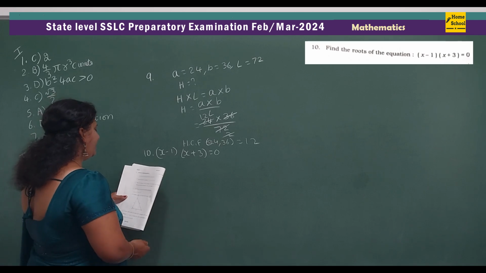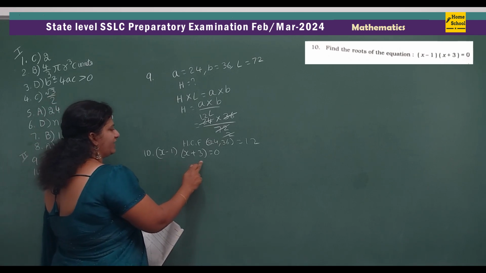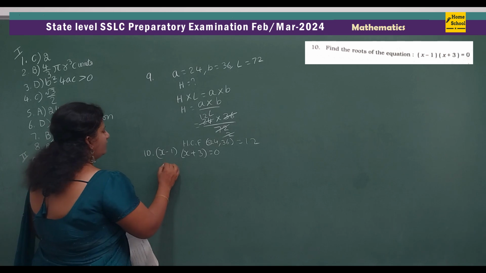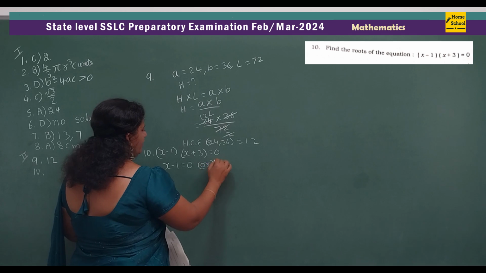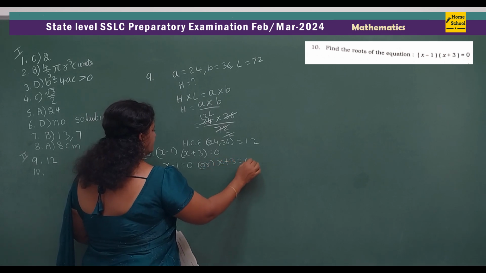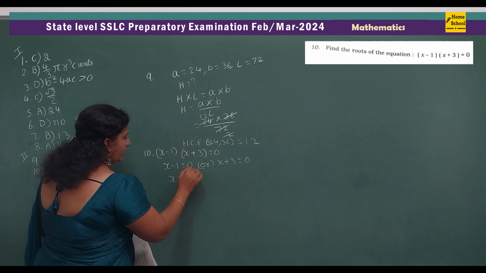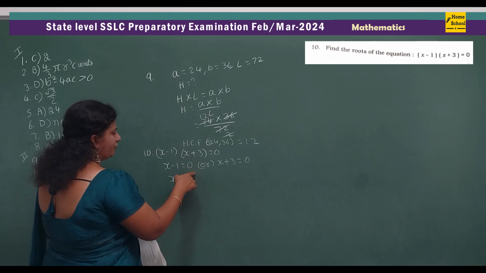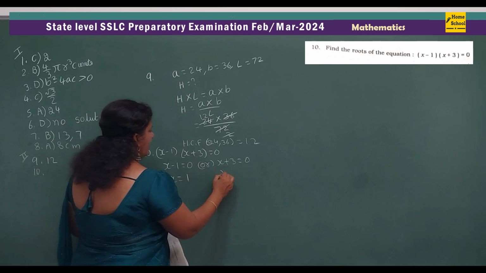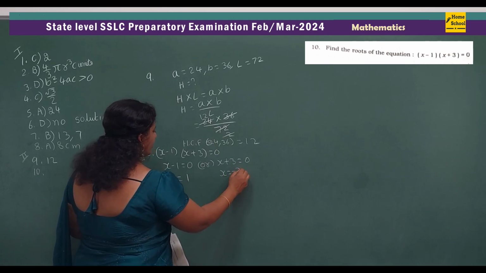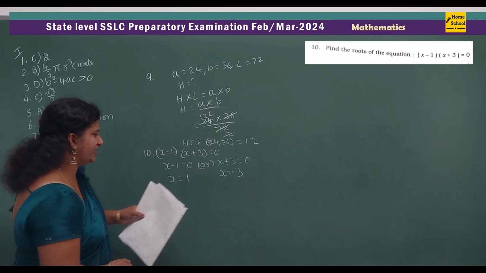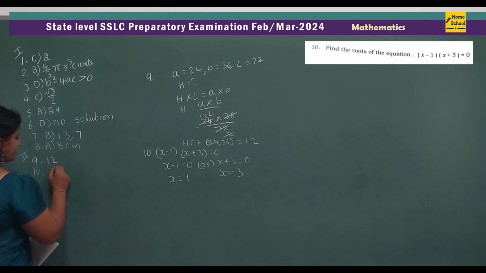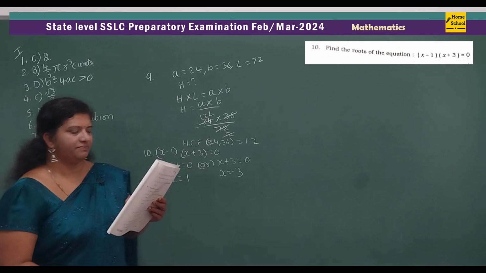10th one. Find the roots of the equation (x minus 1) into (x plus 3) equal to 0. Very simple. Just equate x minus 1 equal to 0 or x plus 3 equal to 0. x is equal to 1; minus 1 if you transpose, you will get plus 1. And here plus 3 if you transpose, you are going to get minus 3. Therefore, the roots of the quadratic equation are x is equal to 1 or x is equal to minus 3.